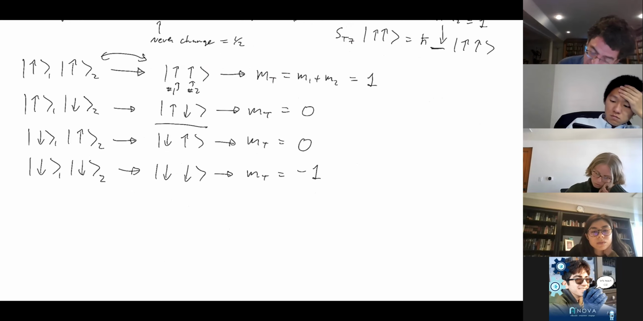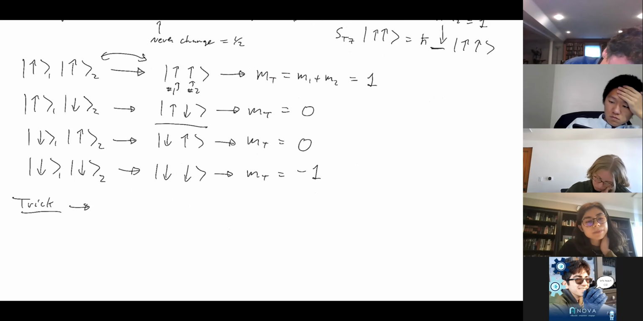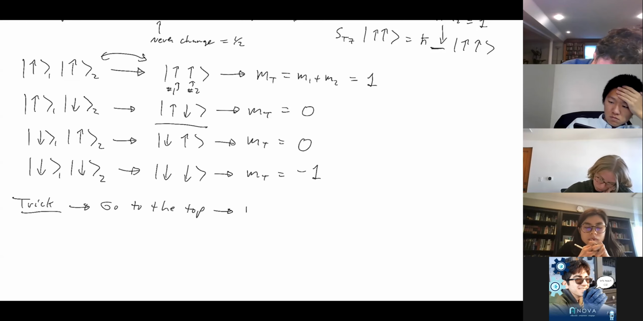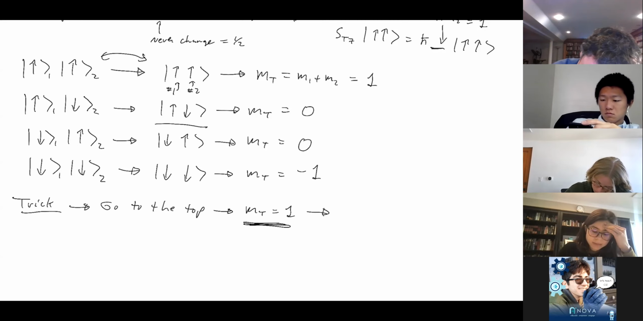But they are not all diagonalized yet. But now let's do a trick. This is the math trick. The math trick here is always this: go to the top, which is M total equals 1. And we notice that there is only one state that has M total equals 1.